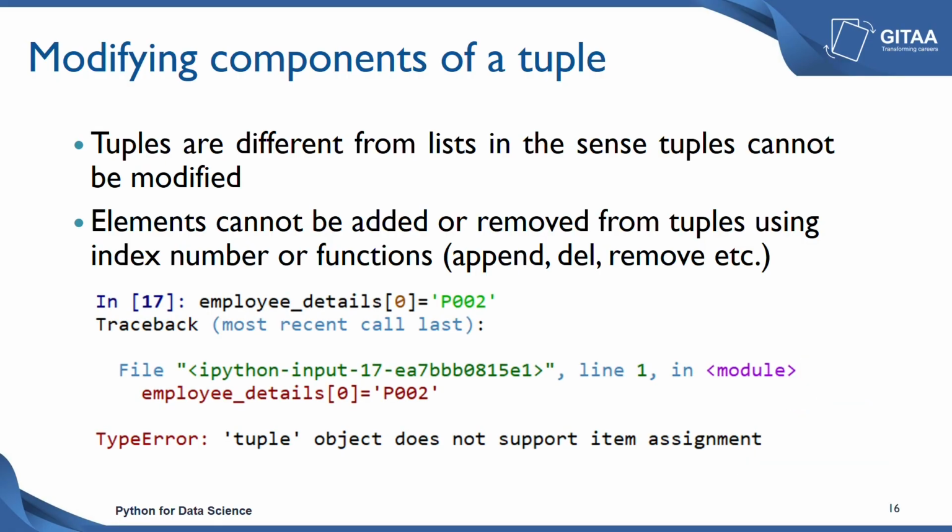In this case, now I want to change the ID. Already corresponding to the index number 0, we had P001, but now I want to change the ID value. So I am replacing it with P002 at index number 0, but it throws an error of TypeError: tuple object does not support item assignment. Once the tuple has been created, we will not be able to modify it, which means you will not be able to add or remove elements from the tuple.